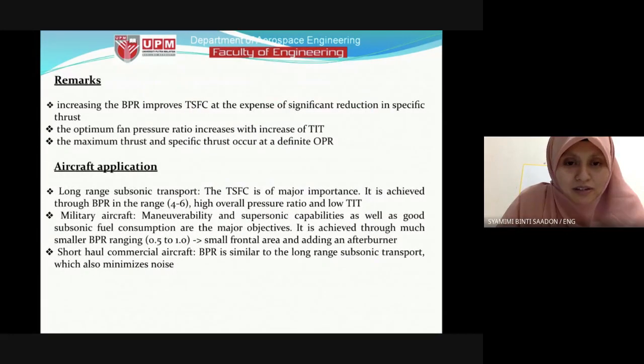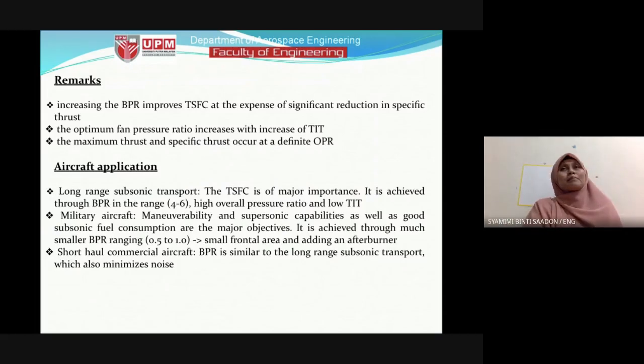Remarks: increasing the BPR, the bypass ratio, improves the SFC at the expense of significant reduction in specific thrust. So if we increase the bypass ratio, it means that we use a lot more air intake. The air in the bypass duct is higher, meaning the cold air is a lot more. We are able to improve the thrust specific fuel consumption.